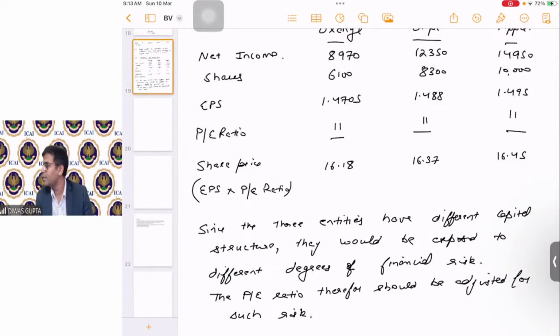Prashant is asking why we consider lower PE ratio in question 2. What is that lower PE ratio in question 2? Let us go and see that once, Prashant, after this is over.